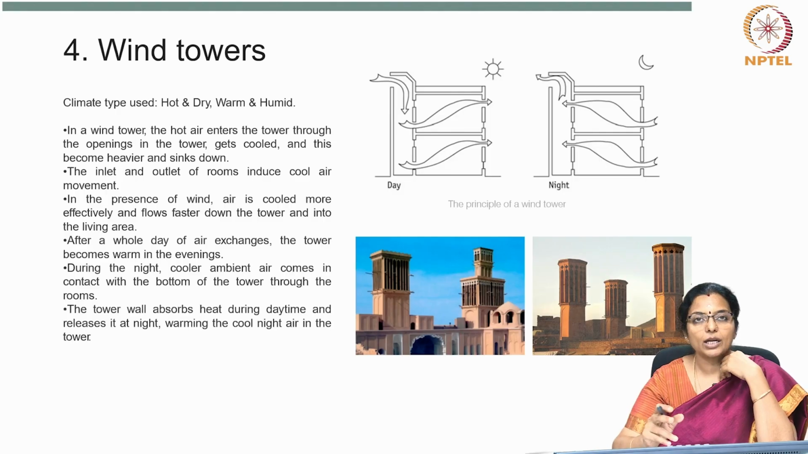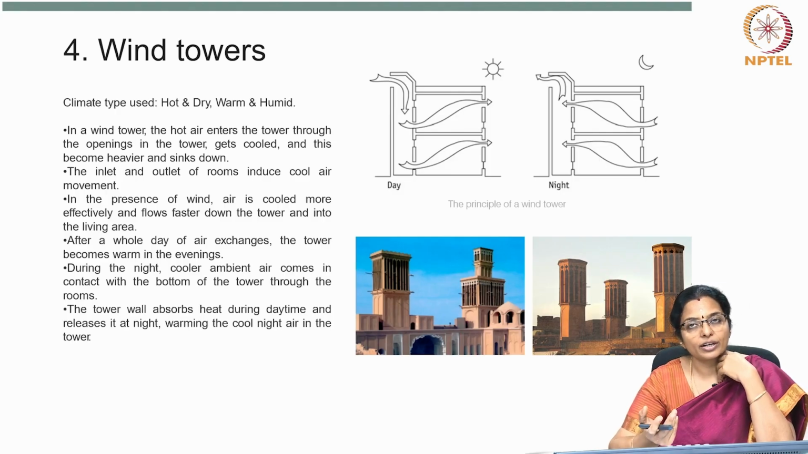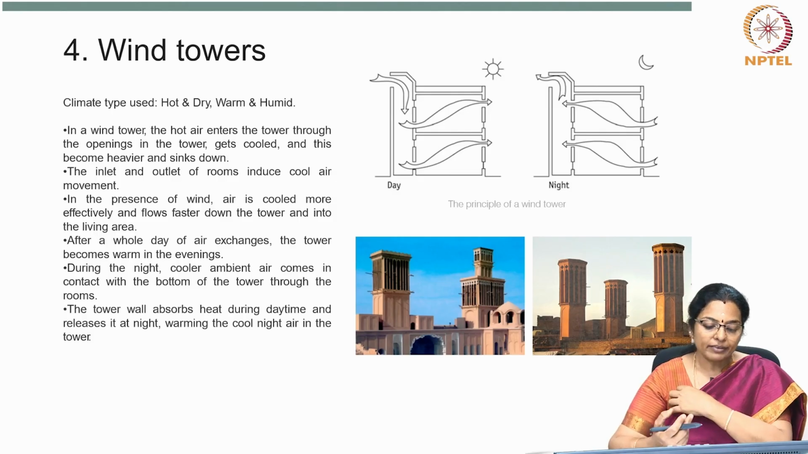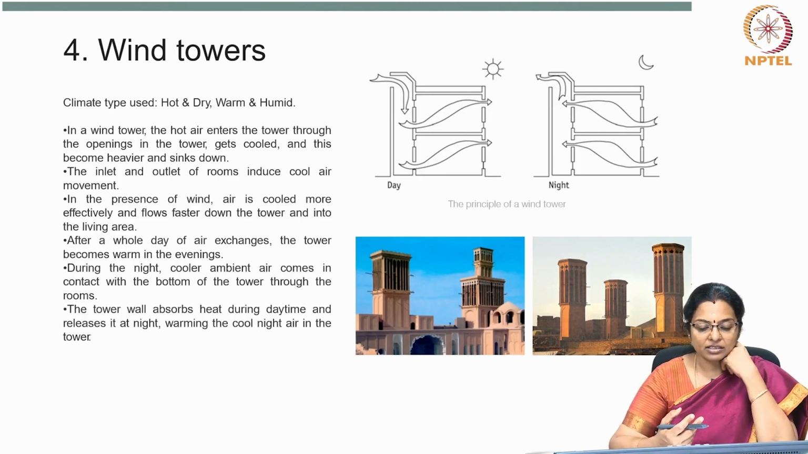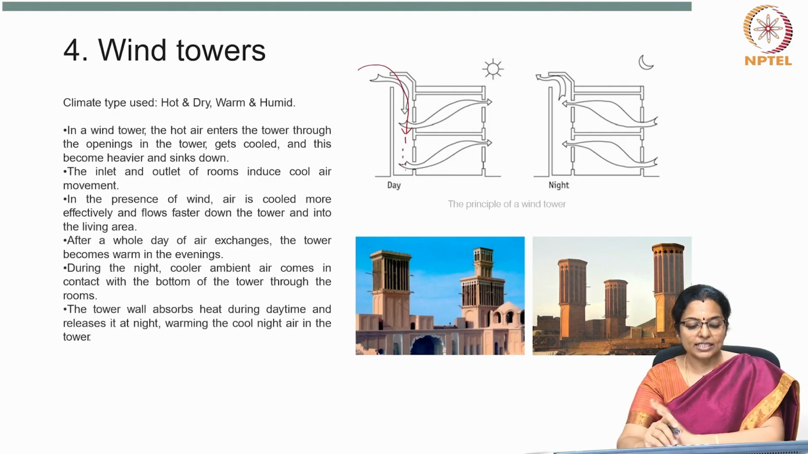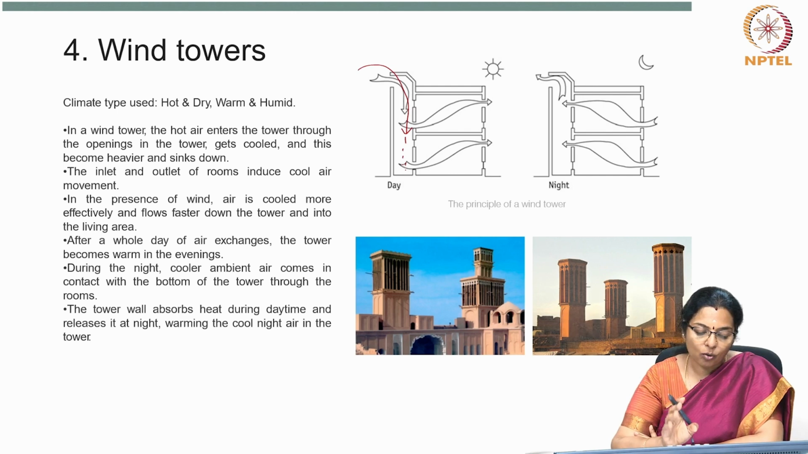Then we have wind towers, which can be used in hot and dry as well as warm and humid climates. In a wind tower, the hot air enters the tower through the openings of the tower, gets cooled, and this heavier air sinks down because it gets cooled. And after a whole day of air exchanges, the tower becomes warm in the evening.